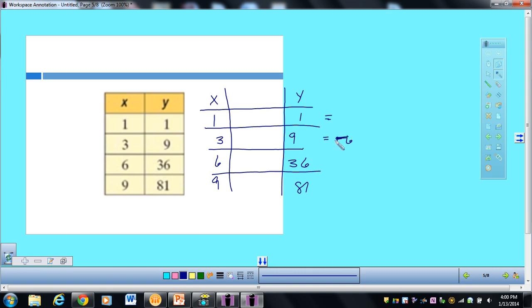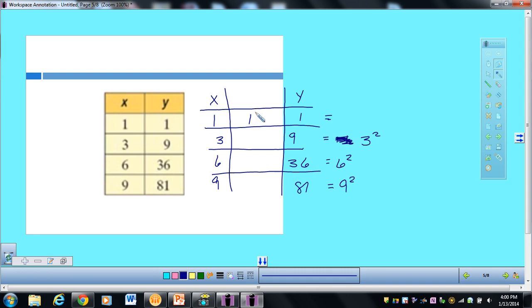So let me go back here. And I could do, well, 3 times 3 equals 9, so that was squared. So I did 3 squared, right? And here, oh, look at that. I can square that. 6 times 6 is 36. And then I've got 9 times 9 is 81, so 9 squared.